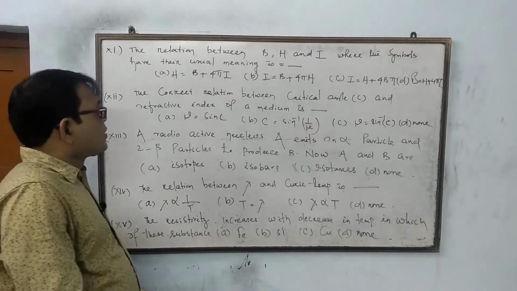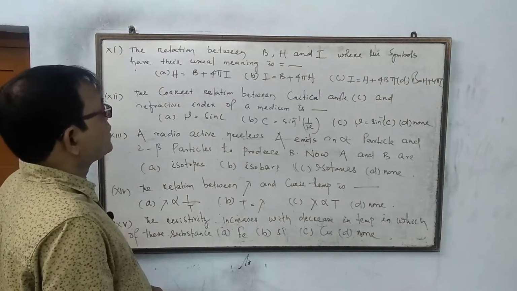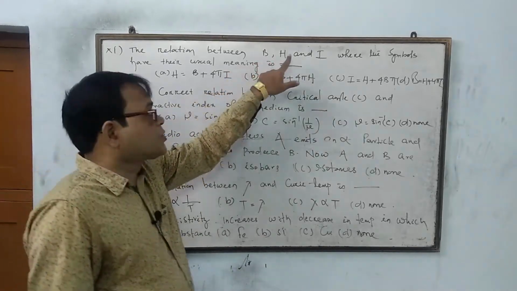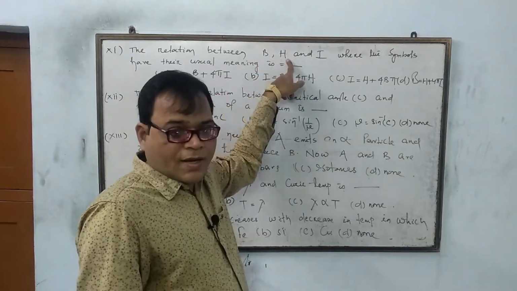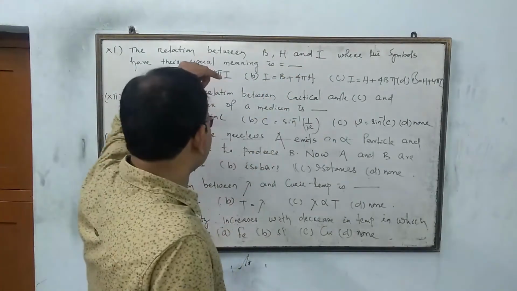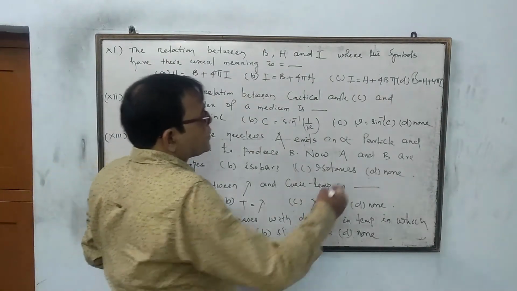Next question number 11. The relation between B, H and I where the symbols have their usual meanings. B stands for the magnetic field induction, H the horizontal component of Earth's magnetic field, I the intensity of magnetization. The relation is B is equal to H plus 4 pi I.